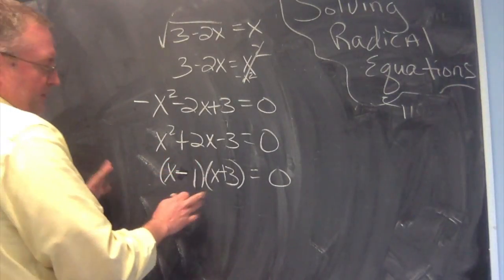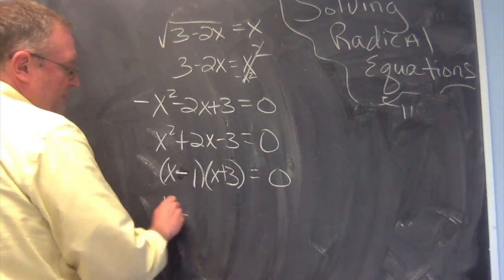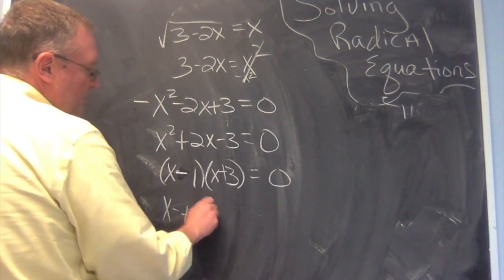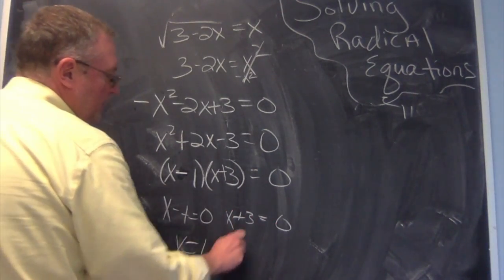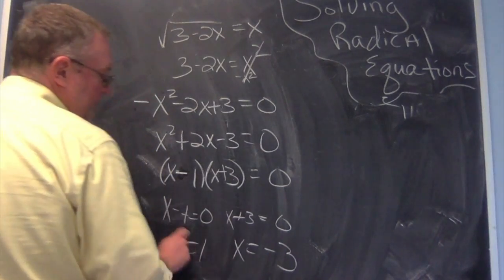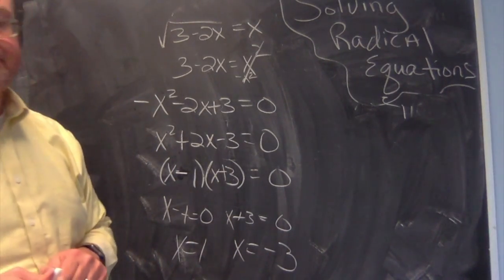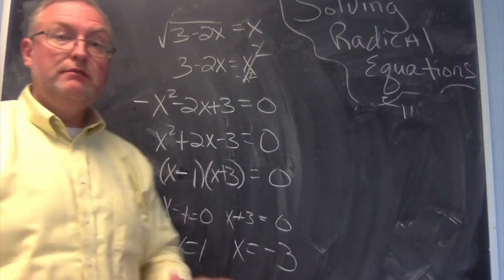Then remembering at this point, you just solve each of these separately. So I have x minus 1 equals 0, x plus 3 equals 0. So x is going to equal 1, and x is going to equal negative 3. So those are my 2 answers. And if you go back and fill it in, it actually works.